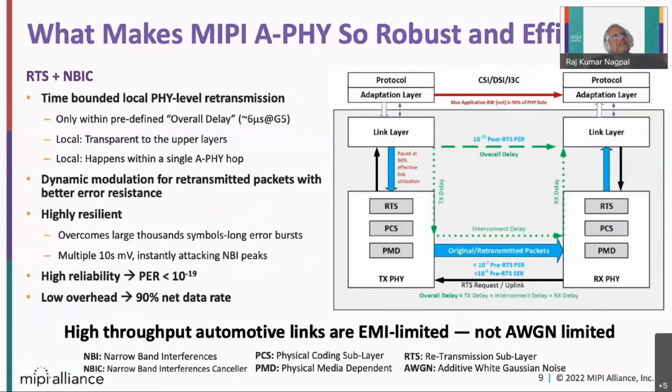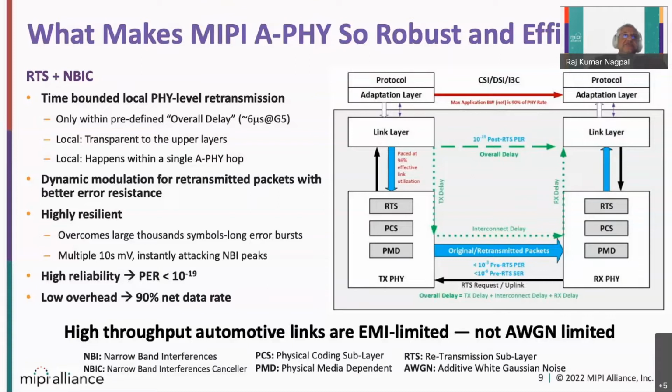Now, there are some deep dives. We are giving a very top level overview of MIPI A5. So for MIPI A5 Profile 2, basically, this is a very top level block diagram wherein you have got the protocol layer, adaptation layer, link layer, retransmission, PCS layer, PMD, and then this is your channel. This is basically a very top level.